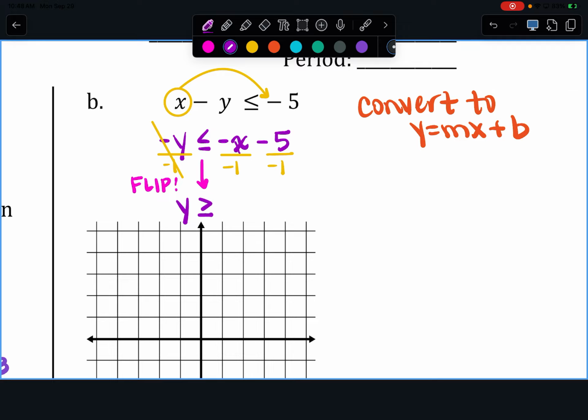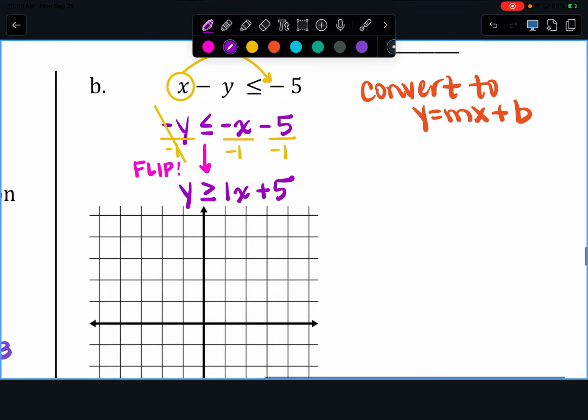All right, now we got to clean up our mess over here. A negative divided by a -1 would give us a positive 1x, or just x. And a -5 divided by a -1 would give us a positive 5. All right, so that is what we are graphing.